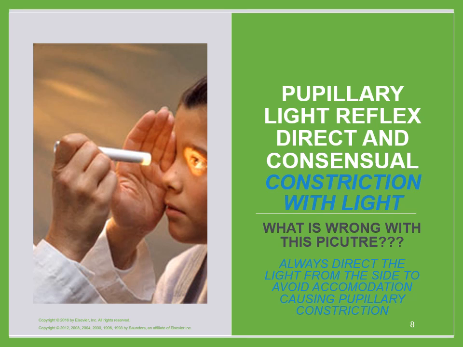The pupillary light reflex tests direct and consensual constriction to light. So the question was posed, what is wrong with this picture? And the answer is the examiner is holding the pen light in front of the eye. You should always direct the light from the side to avoid accommodation causing pupillary constriction. If the pen light is visible to the subject, it is possible that the pupil will constrict in an attempt to focus on the pen light, and you will get a false positive reading.